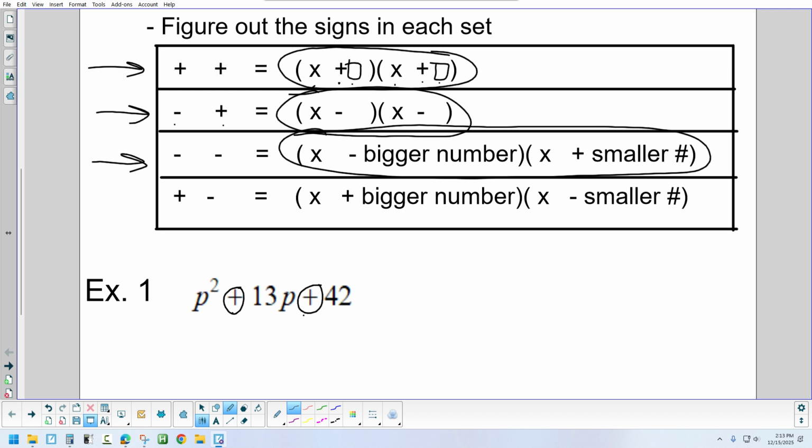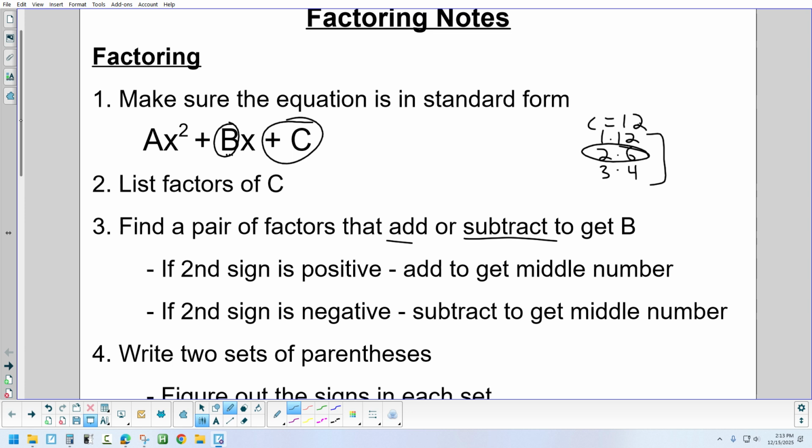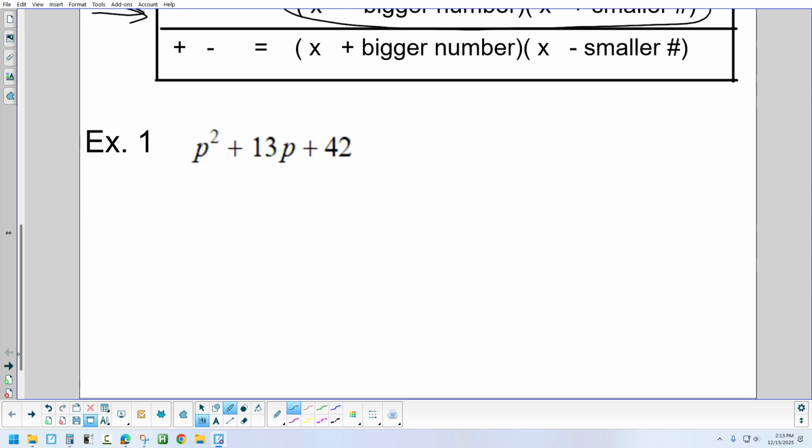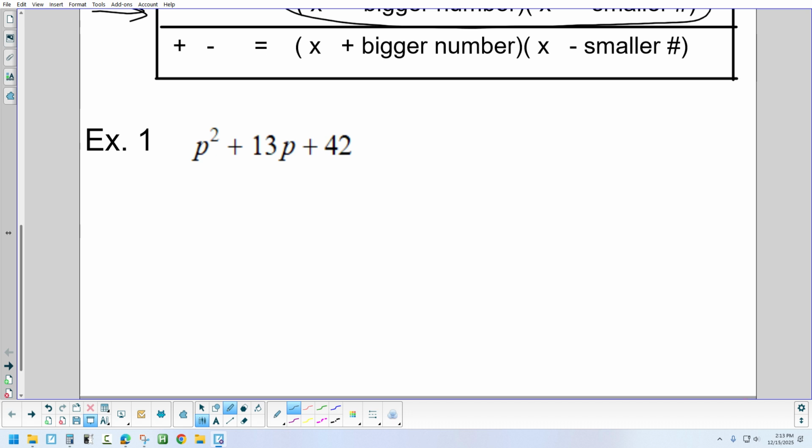All right, so let's try this first one. If we need a calculator, we can use one. So step 1, list the factors of C. What number is C in this problem?